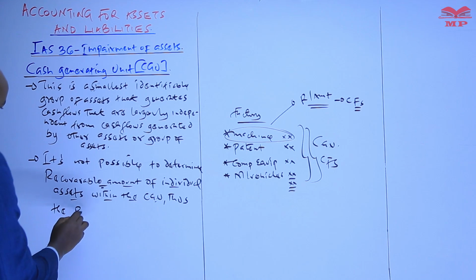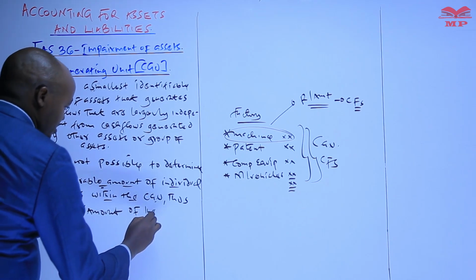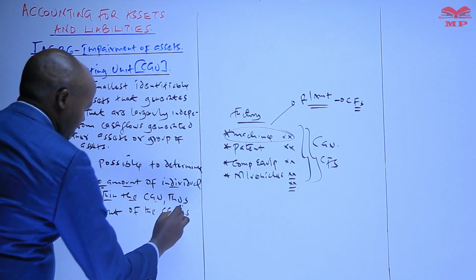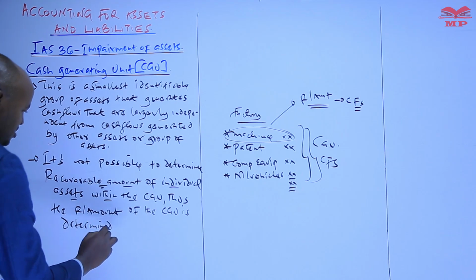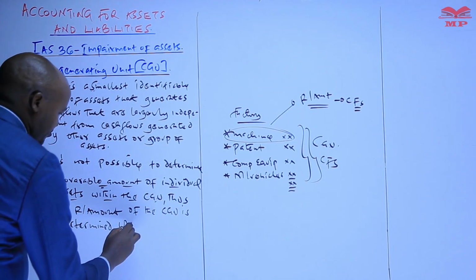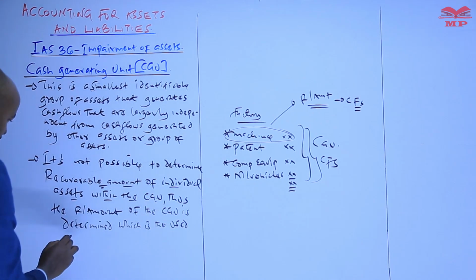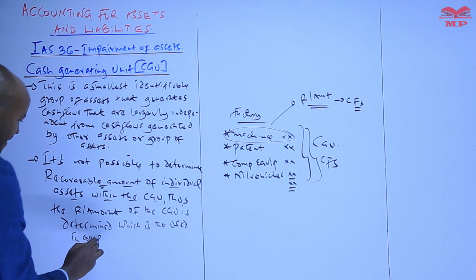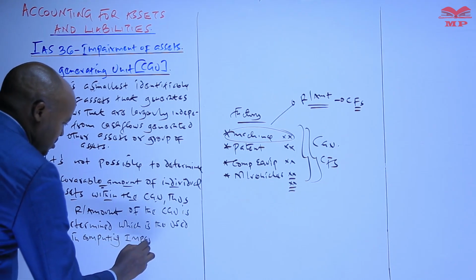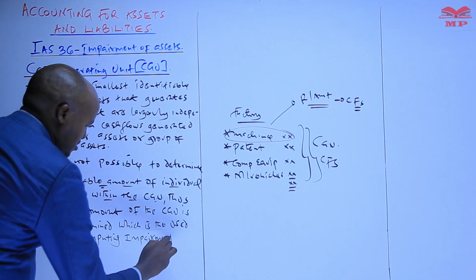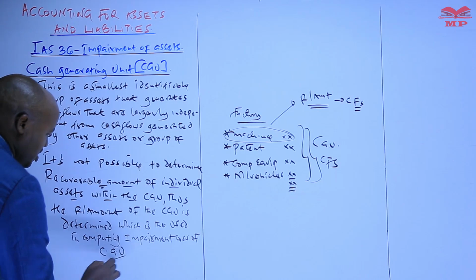So therefore we can say thus: the recoverable amount of the CGU is determined, which is then used in computing impairment loss of the cash generating unit.